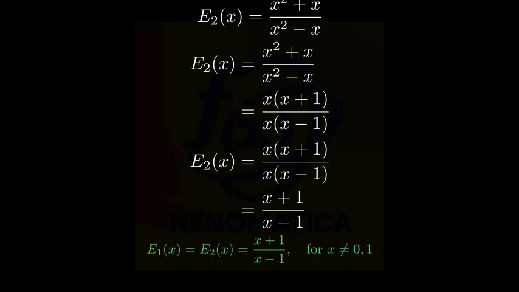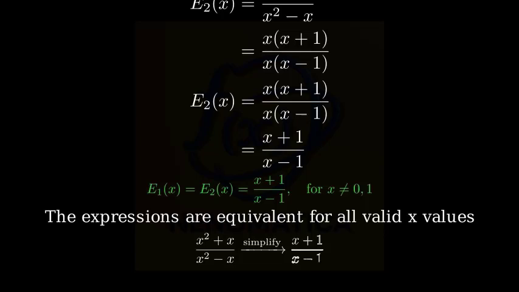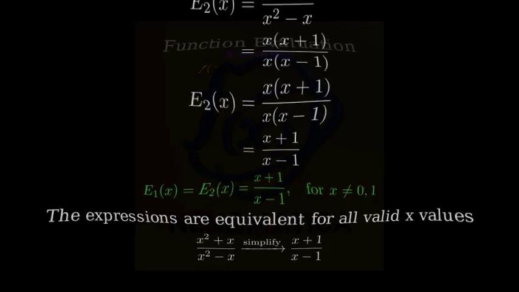In conclusion, we verified that the expressions x plus 1 divided by x minus 1 and x squared plus x divided by x squared minus x are equivalent for all values where they're defined. This equivalence is because the second expression can be simplified to the first by factoring and canceling the common factor x. This is a good reminder of how algebraic manipulation can reveal the true nature of expressions.